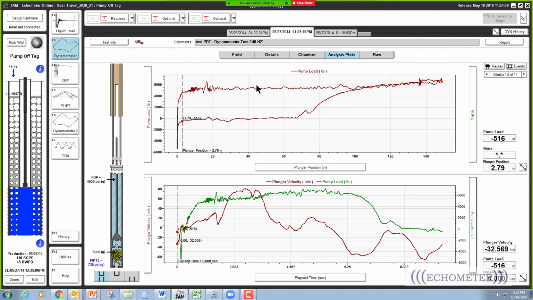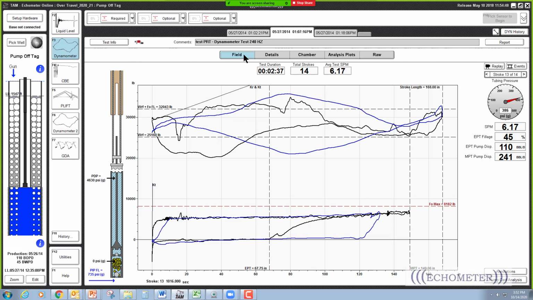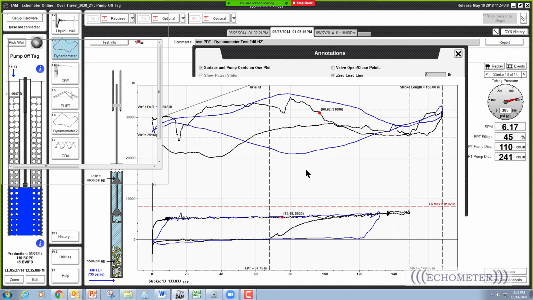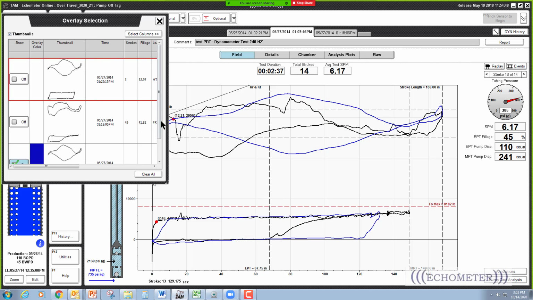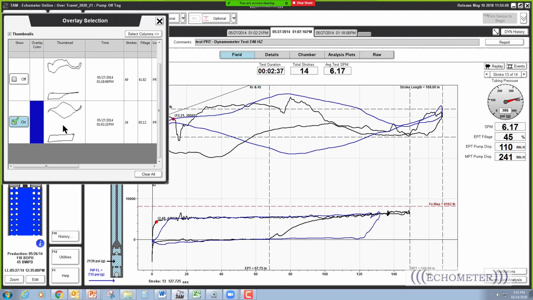Now, if I wanted to overlay those two and compare them, then I would go to the field view. Well, I've already done it here. In the field view, I have selected... How do I do that? I go to annotations, and I click on previous stroke. And in previous stroke, I selected the data from the previous data set at 102.21 with the current data set, and it's showing those two strokes.